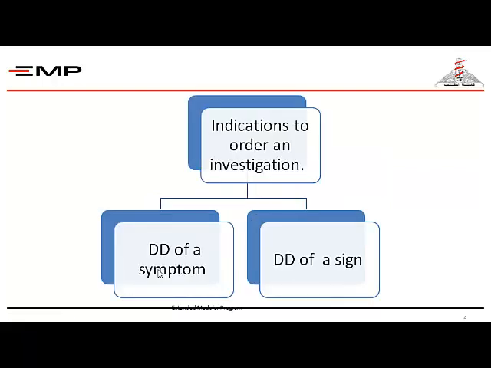What are the indications to order an investigation? Two main indications: either to make a differential diagnosis of a symptom of a patient, or to differentiate a sign elicited by the doctor. If your patient has chest pain, after a good detailed history, you may need a 12 lead ECG, stress ECG, or you may order CT angio or coronary angiography, either an invasive or non-invasive test. You may start with the non-invasive and proceed to the more invasive test.